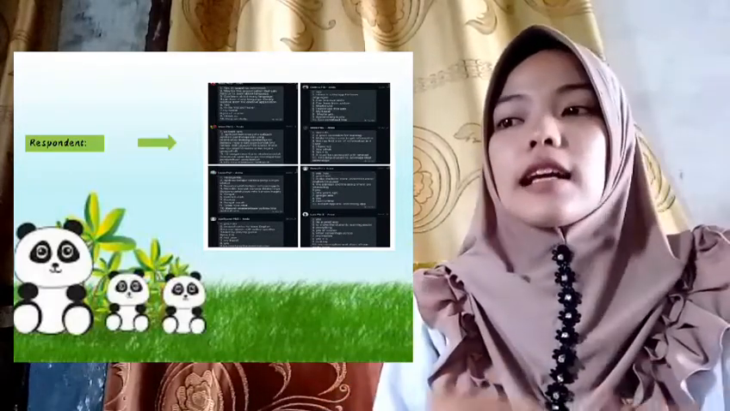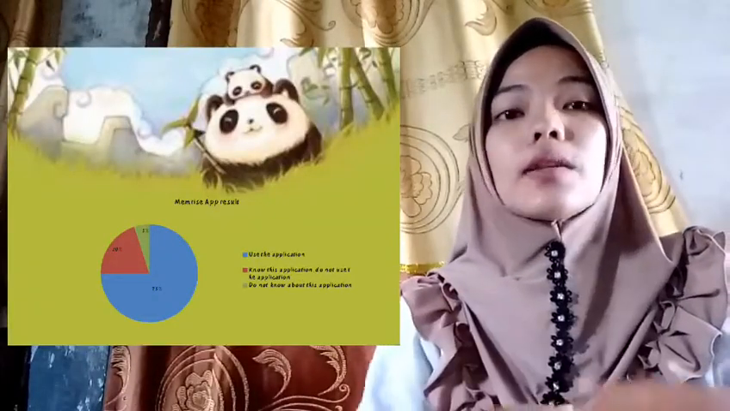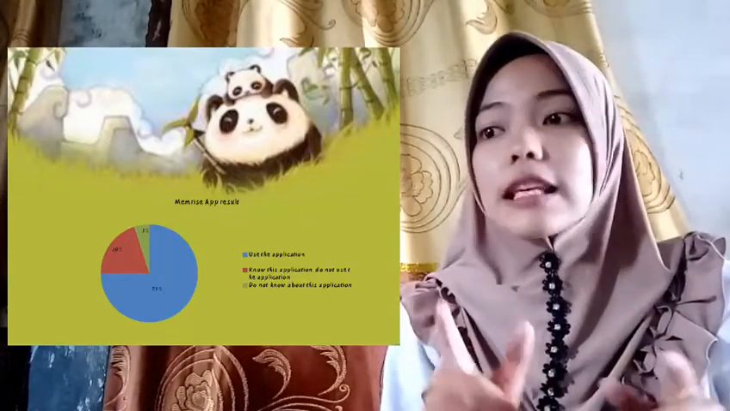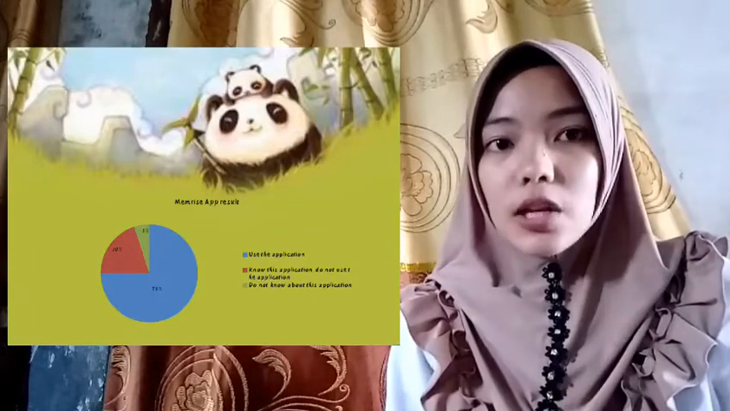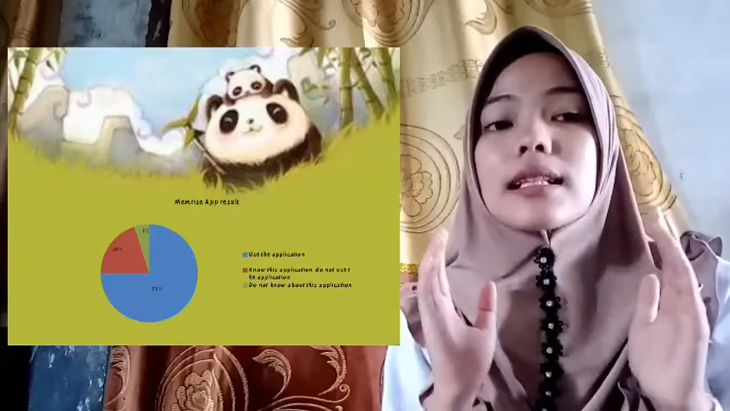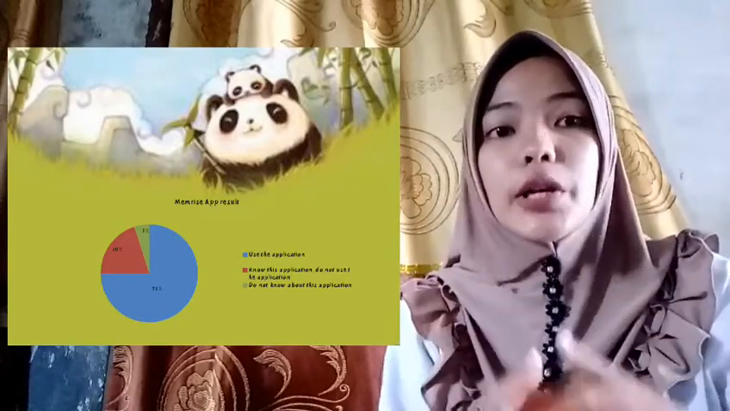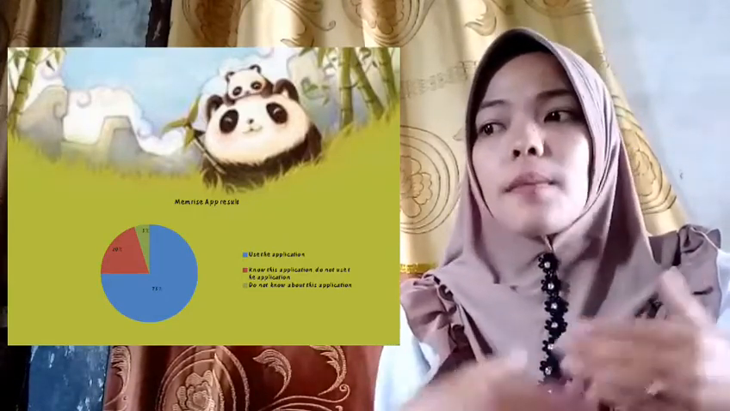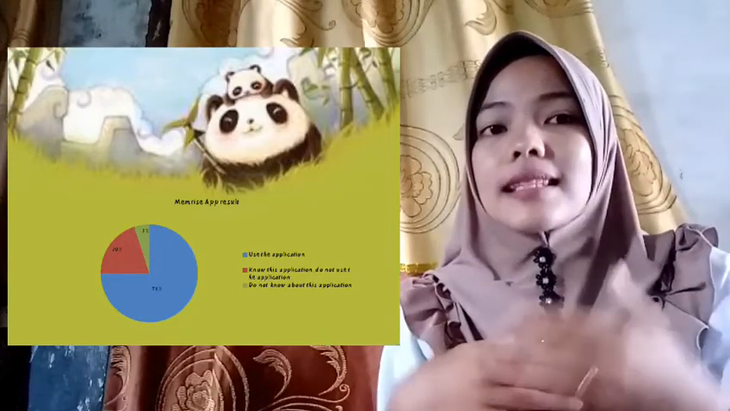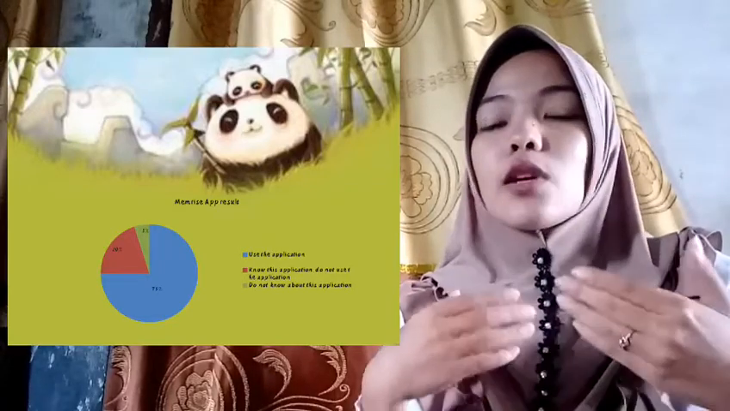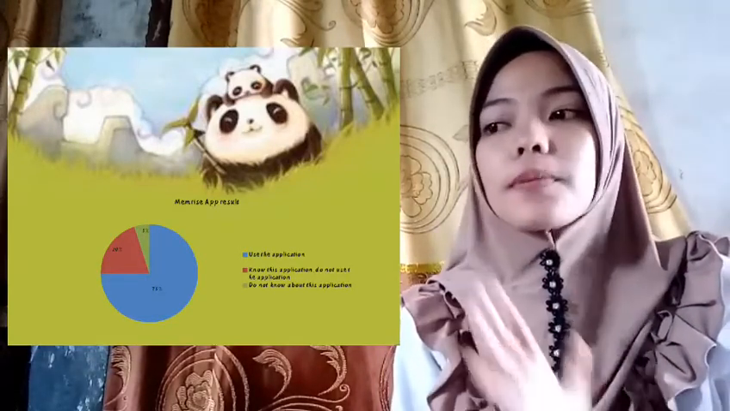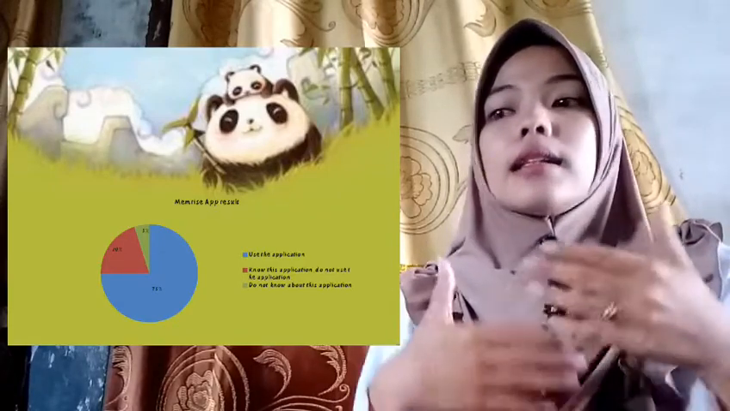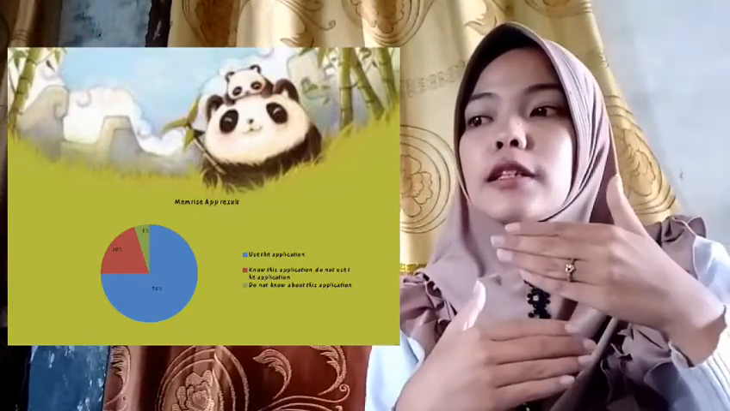Okay, next, I will try to find the result of this mini research. The Memrise application result: 75% use the application because they know this application will help them to learn the English language. And then 20% know about this application but do not use it because they said that it needs a quota to open it. And then 5% don't know about this application, but they said that they will use this application.